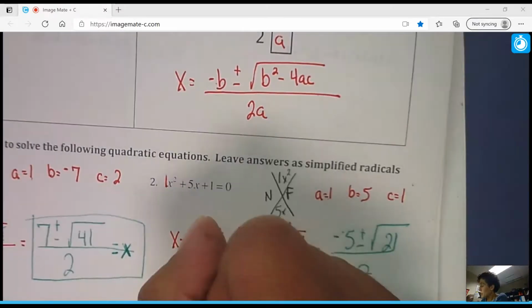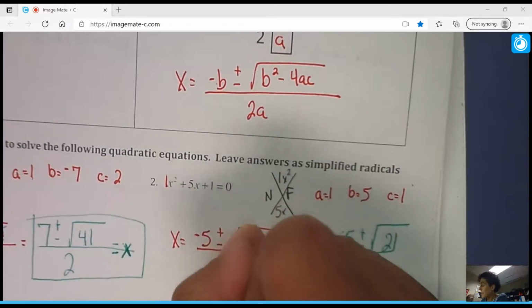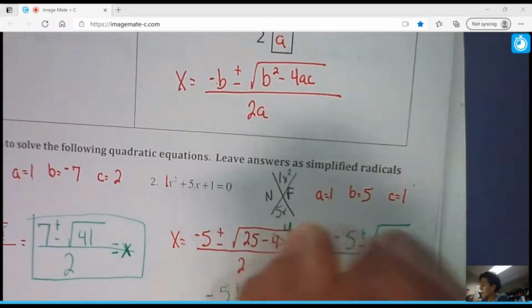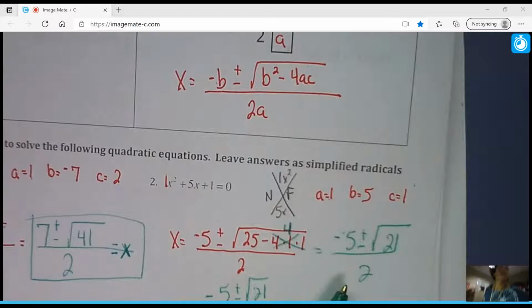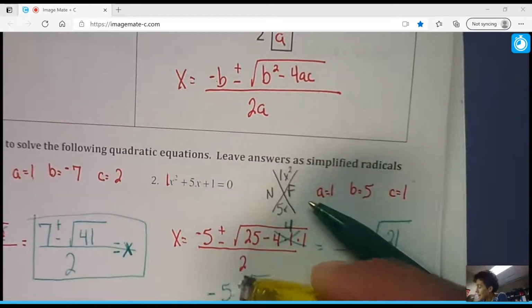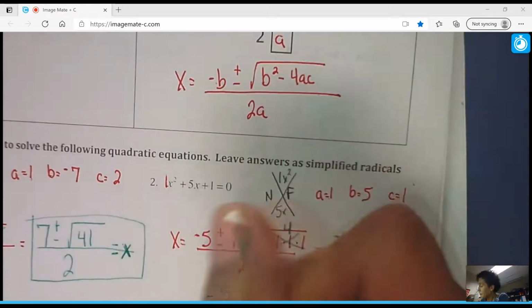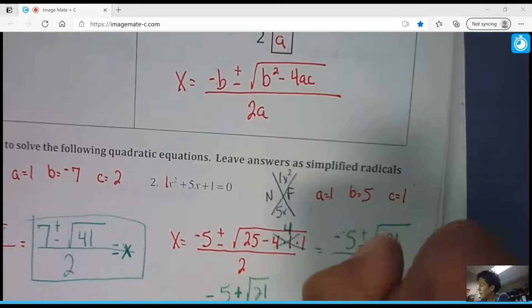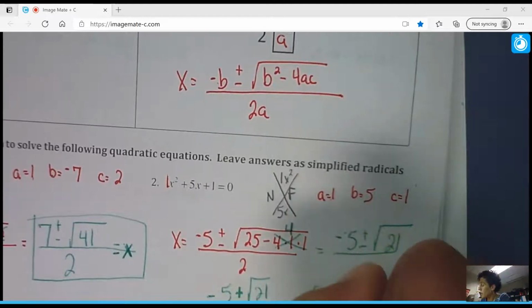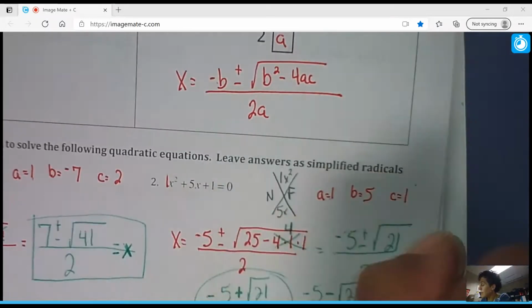One answer, and I'm actually going to write them separate, is -5 plus the square root of 21 over 2. Whoops, I did not mean to put both those in there. Give me one moment. I just meant to put plus, and then -5 subtracting the square root of 21 over 2. And those are my two answers.